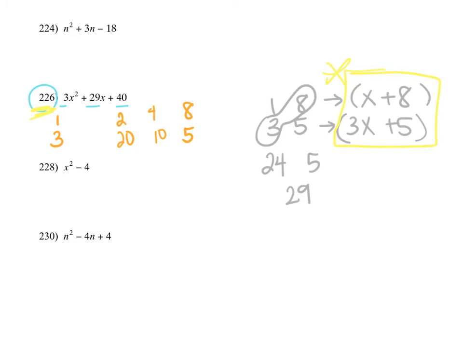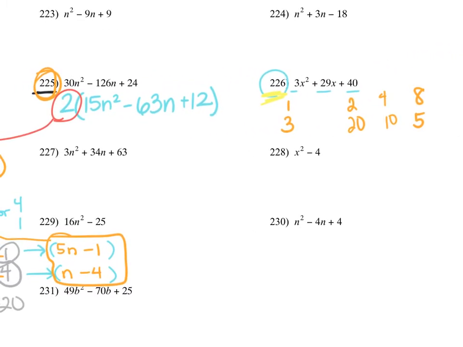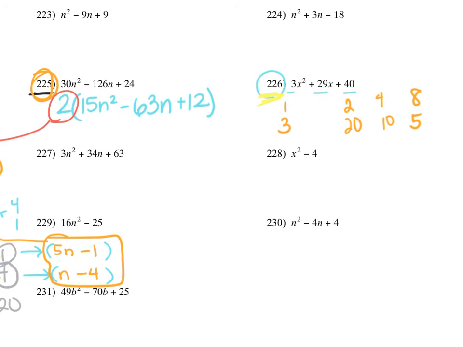And I want you to pay attention to numbers 229 and 228, because these are called perfect binomials. So I have two perfect squares, it's the difference of perfect squares. So the rule is that whenever you have difference of squares, it's always going to be x plus y and x minus y. And the reason I have a plus and a minus is because I don't have a middle term.